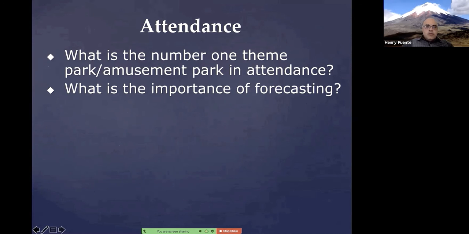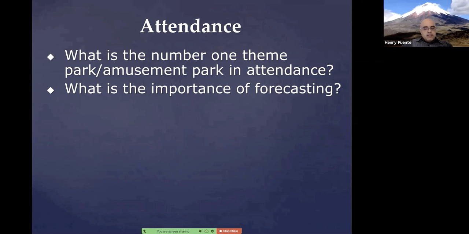All right, so what is the number 1 park in terms of attendance? Disney World, or the Magic Kingdom, is number 1. In 2019, it attracted 20.9 million visitors. So again, Disney World, or the Magic Kingdom, 20.9 million visitors. It was number one.